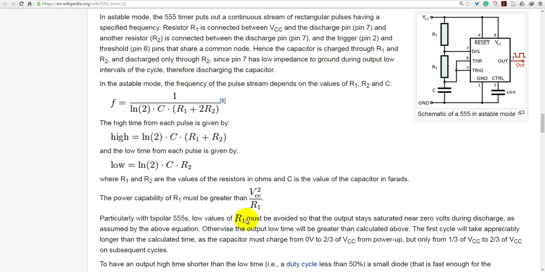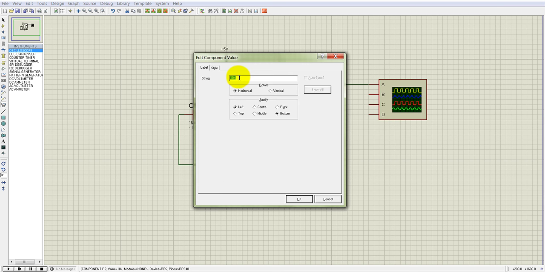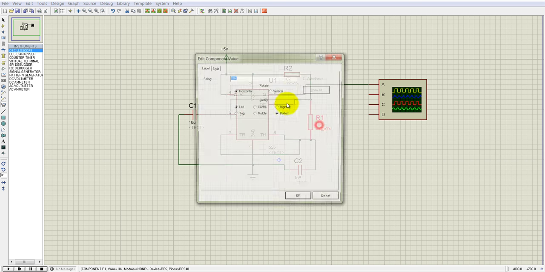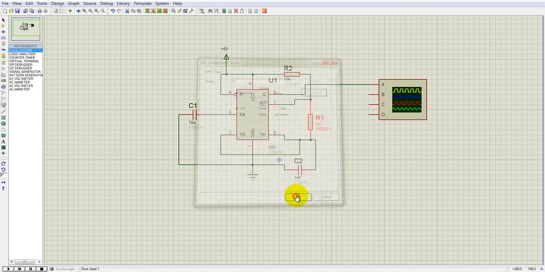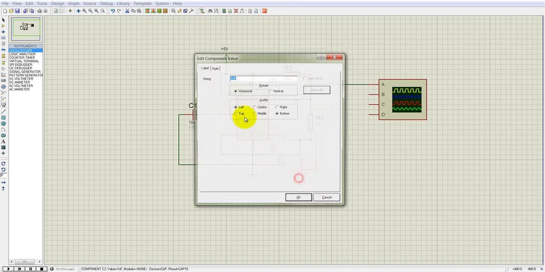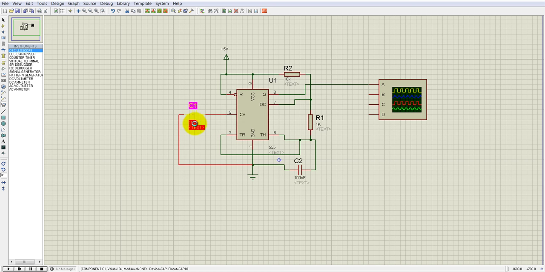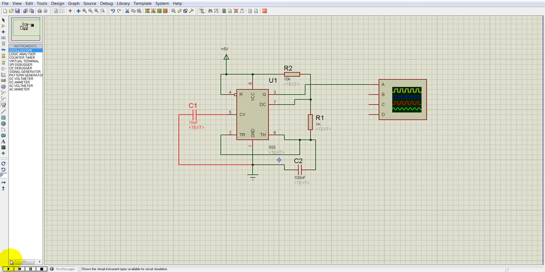So now let's make some random values here. Let's make it 10k, that is fine, no problem. Let's make it 1k, and this one is 100 nanofarad and this one is 10 microfarad. Okay, now run it.